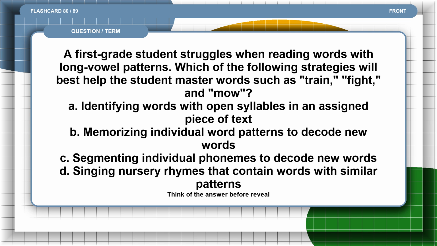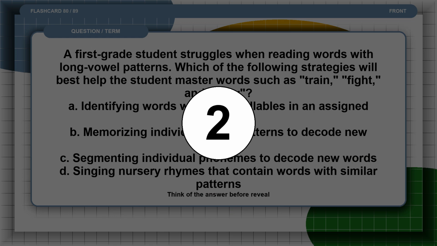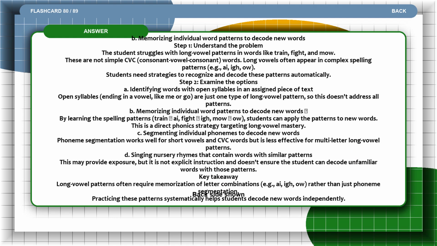A. Identifying words with open syllables in an assigned piece of text. B. Memorizing individual word patterns to decode new words. C. Segmenting individual phonemes to decode new words. D. Singing nursery rhymes that contain words with similar patterns. Pause and think of the answer before the reveal. The answer is B. Memorizing individual word patterns to decode new words.